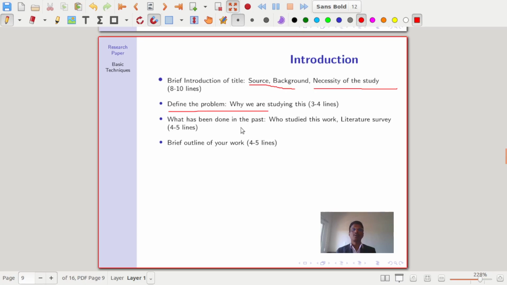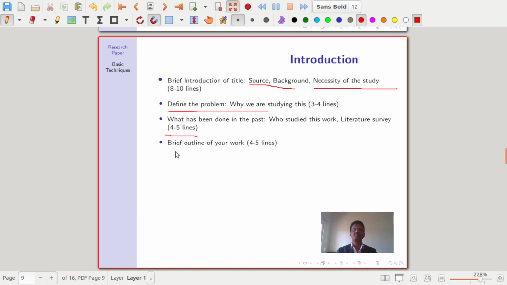Whoever has done similar work previously, or if you have taken motivation from a particular work, you should cite those papers or their work. And in the end, you have to write a brief outline of your work.